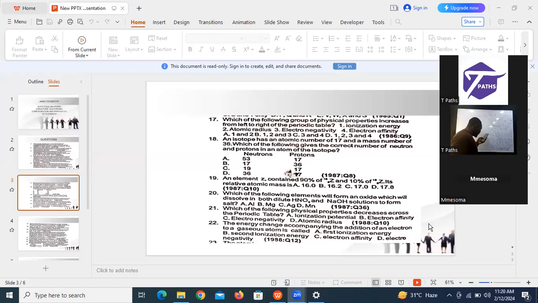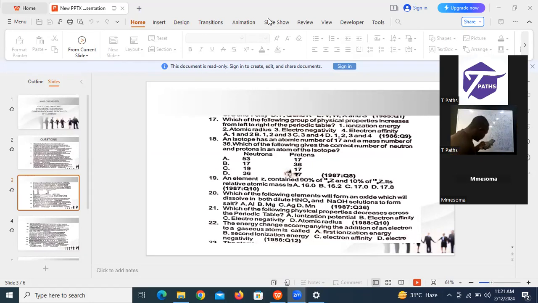Let's note that the energy change accompanying the addition of an electron to a gaseous atom is called, beautiful question, listen very well. The energy change accompanied by addition, that is gaining, of an electron is called what? The answer is electron affinity. Electron affinity is the energy to gain, while IE is the energy to lose. Those two energies, you need to know them very well.